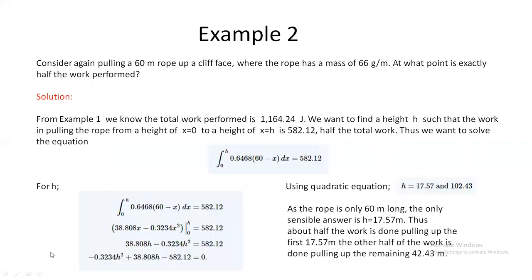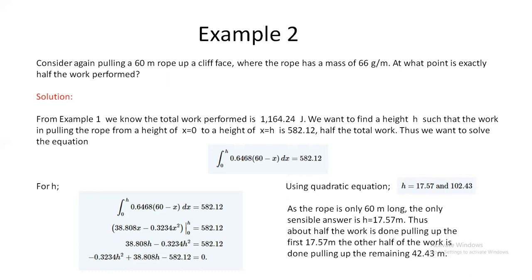Now we go to example 2. This is the same as example problem number 1. We're talking of a rope that is being pulled up the top of the cliff. But this time the question or the unknown is different. Okay? Now consider again pulling a 60-meter rope up a cliff face where the rope has a mass of 66 grams per meter. At what point is exactly half the work performed? At what point or at what particular distance is exactly half the work performed?